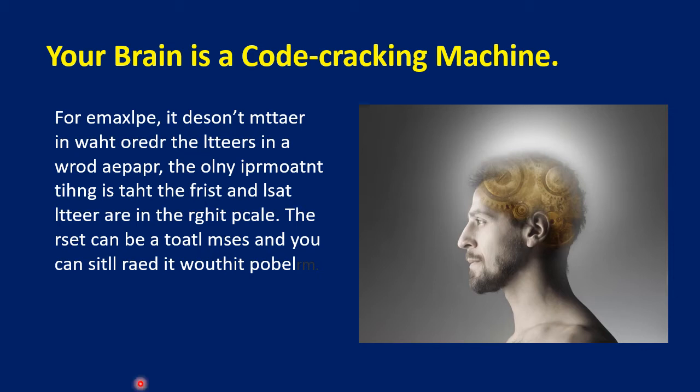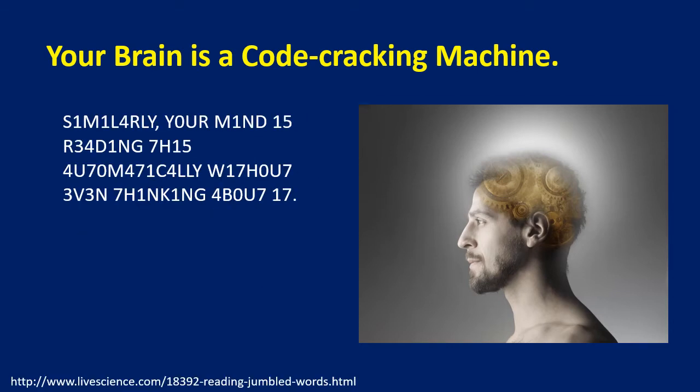It doesn't matter what order the letters in a word appear. The only important thing is that the first and last letter are in the right place. The rest can be a total mess and you can still read it without a problem. Even if the letters are all jumbled, you can still read it without any problem, right? Your mind is treating this automatically without even thinking about it, correct? Your brain can decode something which is supposedly hidden.